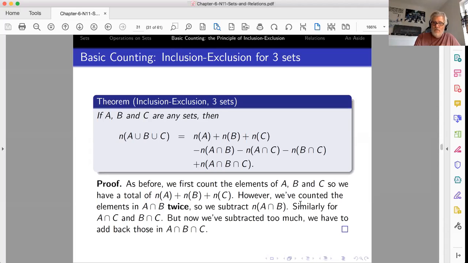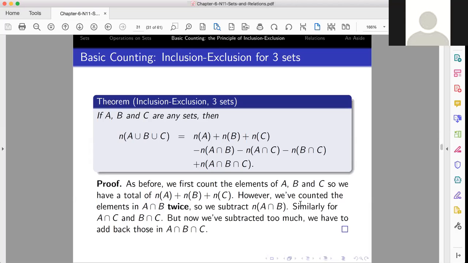But now, if you think about it, now you've subtracted 1 too many times for the elements which are in all 3, right? So if an element is in A and B and C, you've removed it 3 times, once for A and B, once for A and C, and once for B and C. So you haven't counted it, so you add it back in, okay? So that's the idea.